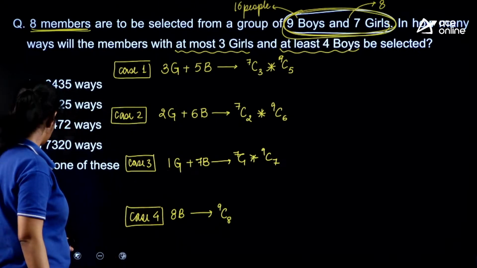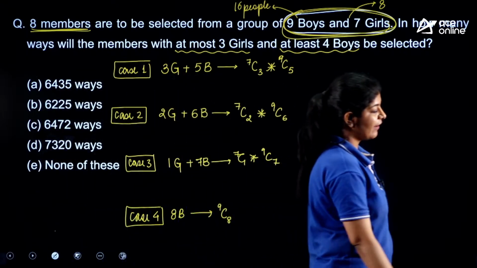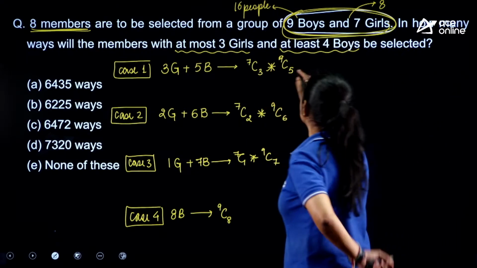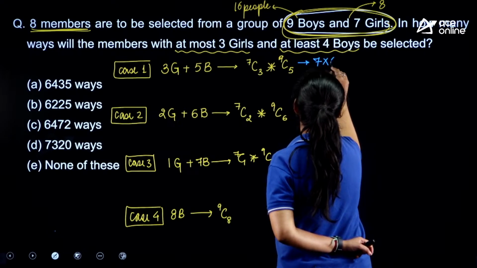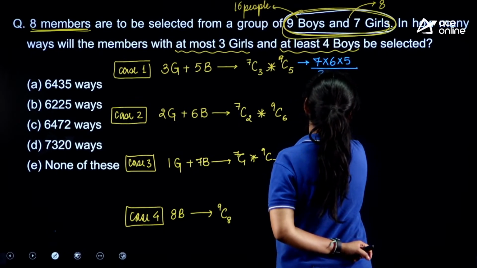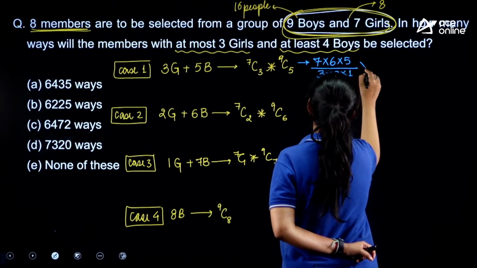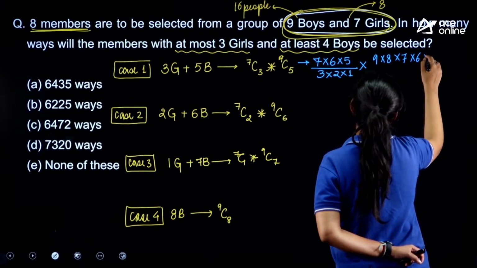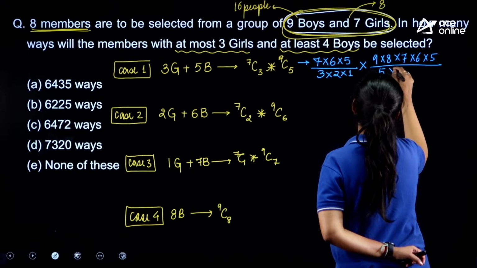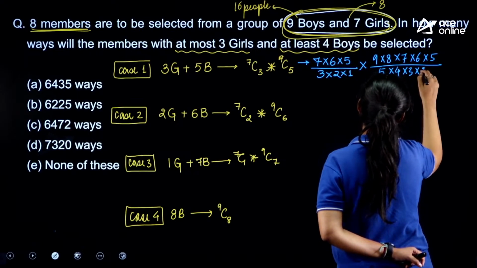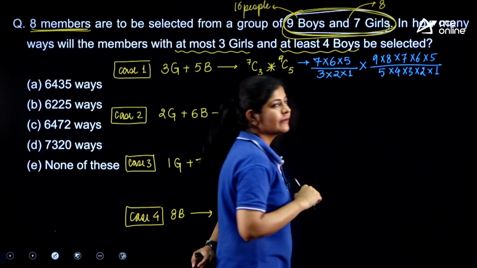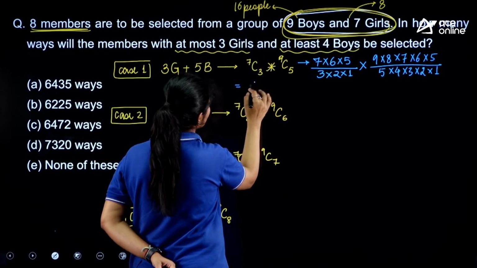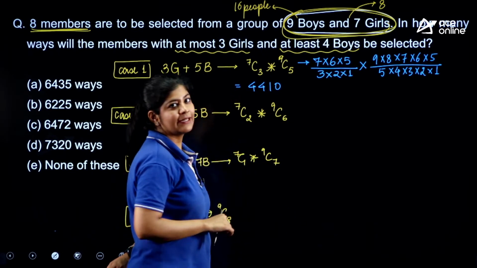Now what we have to do? We have to calculate the values. Okay, let's see. This can be written as 7 into 6 into 5 divided by 3 into 2 into 1, multiplied by 9 into 8 into 7 into 6 into 5 divided by 5 into 4 into 3 into 2 into 1. Now we just simply have to solve this, and when we solve this, we are getting 4410.